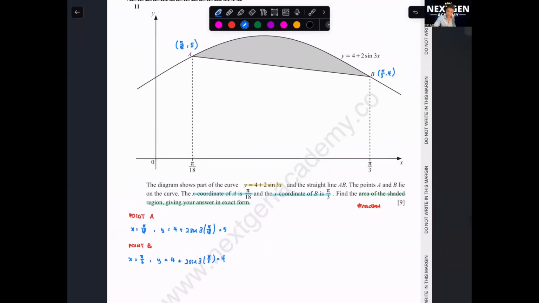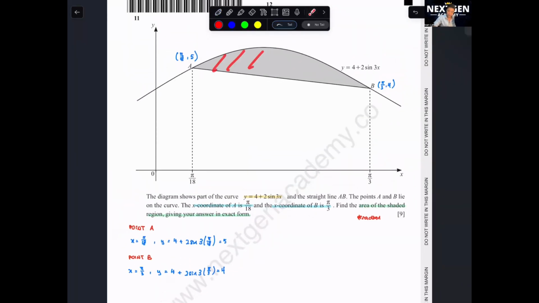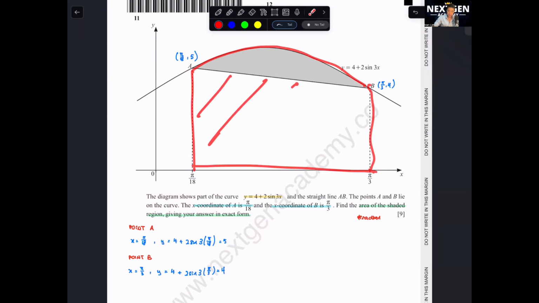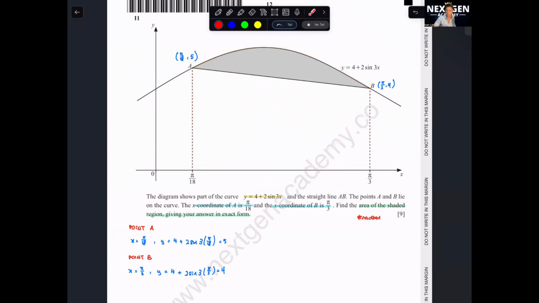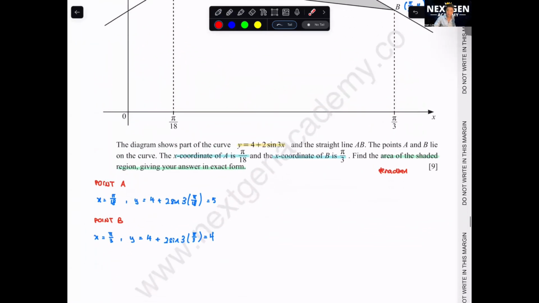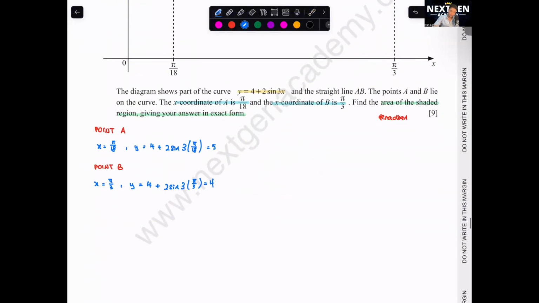Okay, the next one. To find the area of the shaded region, we need to find the area under this graph minus the area of the trapezium here. So you need to find both areas and you also need to put it in exact form. Okay, look at the question. They say giving your answer in exact form. What is the area under the graph?